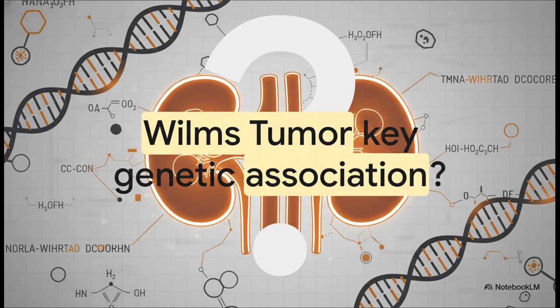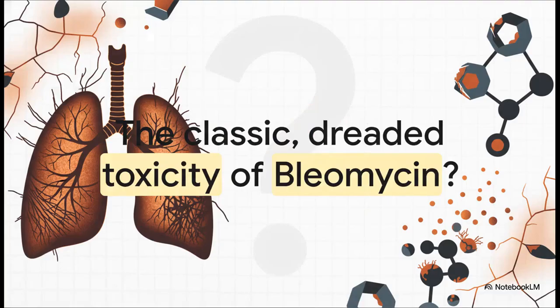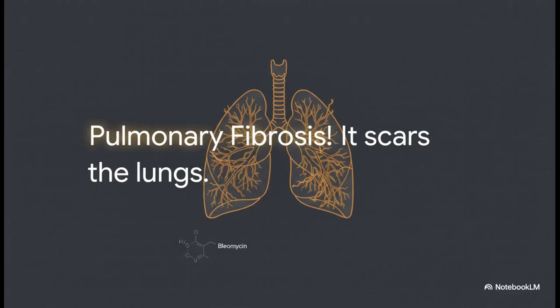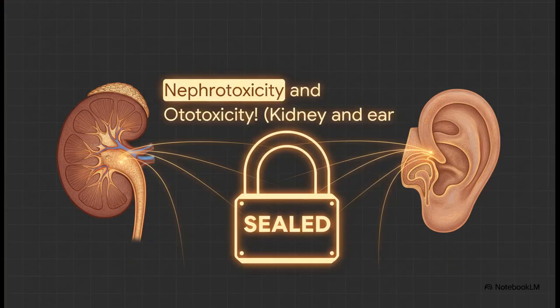What's the key genetic syndrome tied to Wilms tumor? WAGR syndrome: Wilms tumor, aniridia, genitourinary anomalies, and retardation. Locked in. The classic, dreaded toxicity of bleomycin? Pulmonary fibrosis, irreversible scarring of the lungs. And to finish it off, the 2-organ hit from cisplatin. Nephrotoxicity and ototoxicity. You don't forget the kidneys and ears.